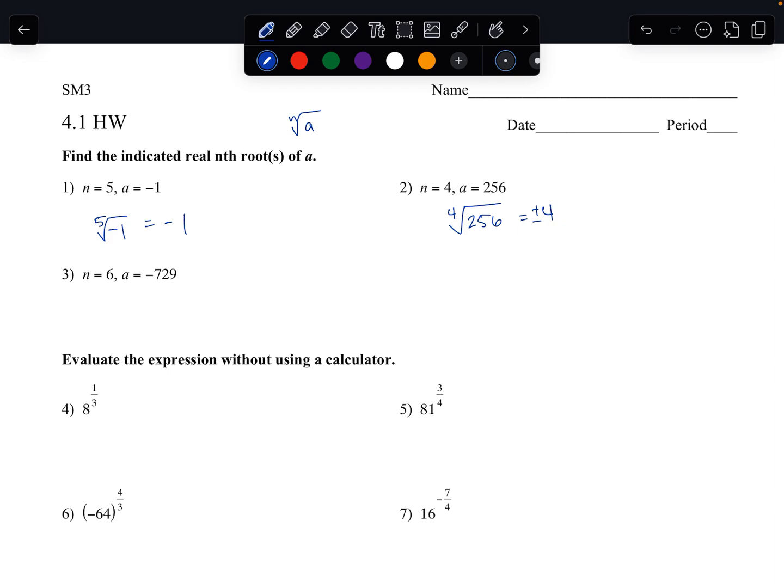And then here we have the 6th root of -729. Now you can see here that we have an even root, but a negative radicand. And that means that there is no such root. So no real roots. Because maybe there are imaginary roots, but it's asking for the real roots, which there won't be any. So we can settle it like that. Okay, so no real roots.